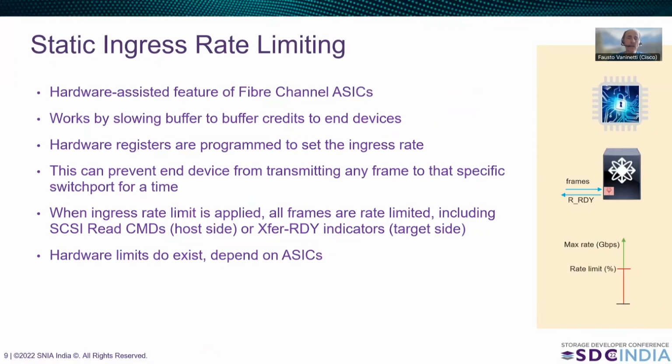Practically, it means that if you have a nominal port speed of 32 gig, you could set an ingress rate limit down to 10% of it, which means you will be able to ingest frames up to 3 gigabits per second only. And when the ingress rate limit is applied, all frames are rate limited, including SCSI read commands and transfer ready indicators. Those are our triggers.